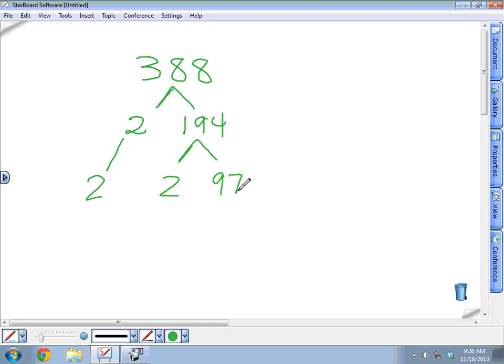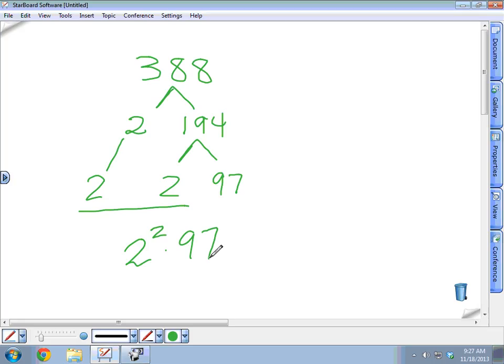Okay, well, let's just say we're at the bottom. Now, how am I going to write this? I have 2 2's, right? So I really have 2 to the second power times 97, okay? And let's say that's the prime factorization, because without my calculator, I don't know if 97 is prime.